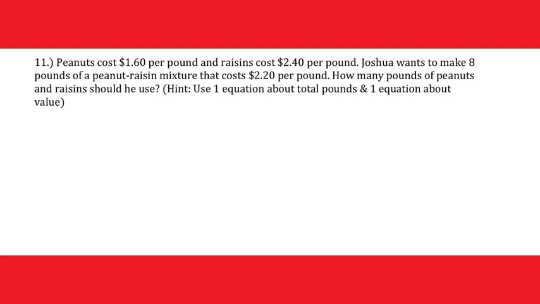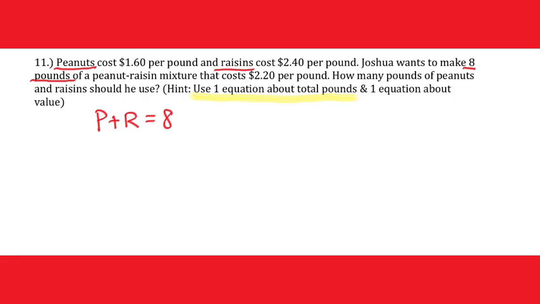All right, let's look at a mixture problem. Now, mixture problems are very similar to the coin problems, except we have to do one about the total amount. So we're going to see that this mixture is 8 pounds of raisins and peanuts. So that one's really easy, just like the coin problem where we have how many coins, right?